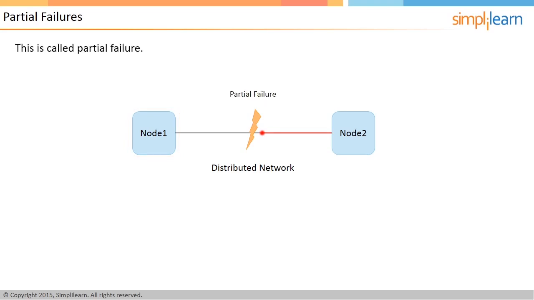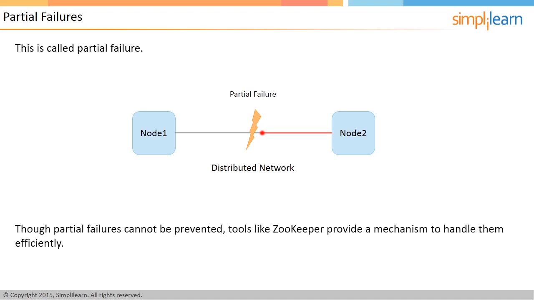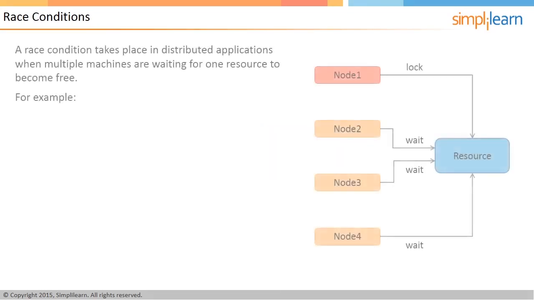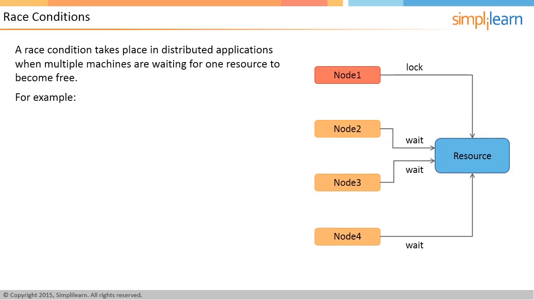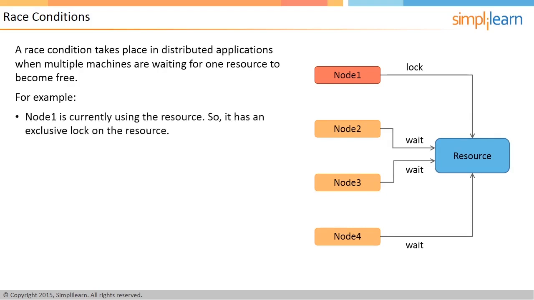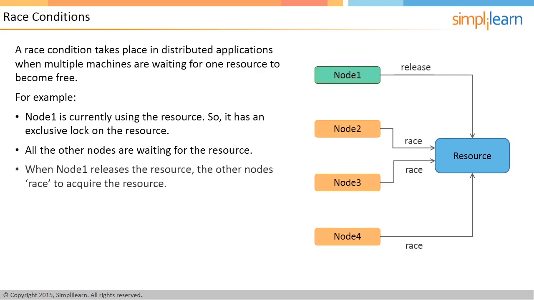Suppose there are 4 different nodes in a distributed system. Let us assume that currently only Node 1 is using the resource, so it has an exclusive lock on the resource. All the other nodes from Node 2 to Node 4 are waiting for the resource to become available. When Node 1 releases the resource, Nodes 2 to 4 race to acquire the resource. Only one of them succeeds, while the others go back to the waiting state. This process continues till all the nodes get the resource. This is called a race condition.